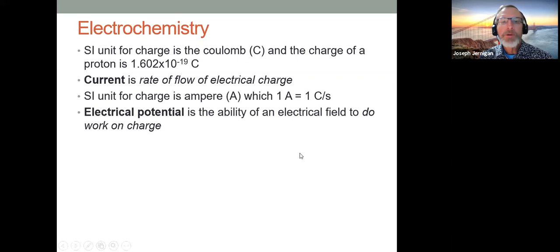Electrical potential is the ability of an electric field to do work on a charge. So voltage or potential is a unit of potential energy, right? It's not kinetic energy, it's potential energy. It's stored energy, and the electrochemical unit of energy storage is the voltage, okay?